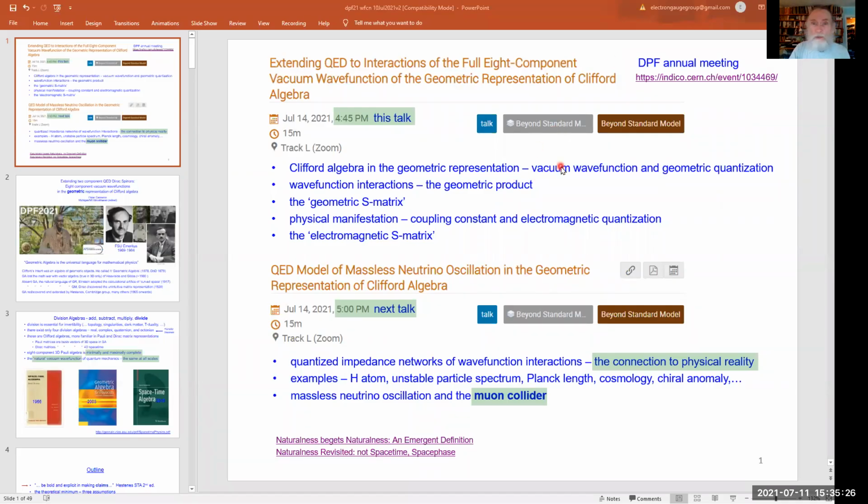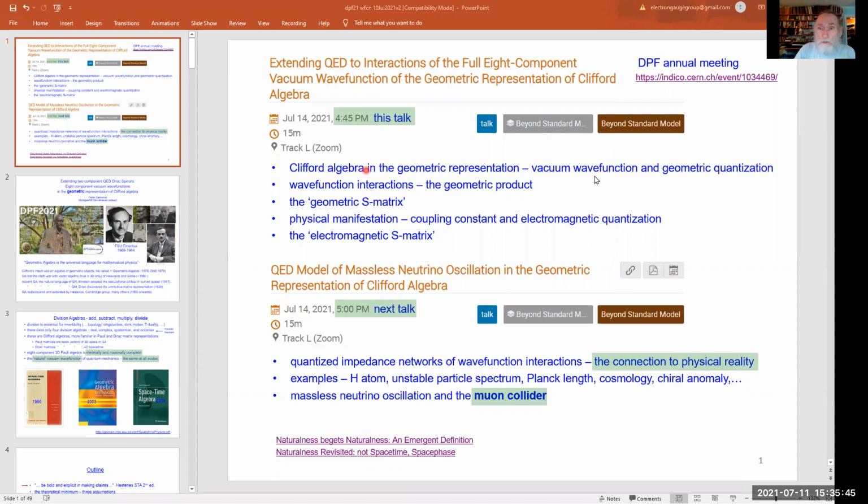This talk is practice for a presentation that will be given to the Department of Particle and Fields annual meeting on July 14th at 4:45. It's a 15-minute talk, and it'll be followed by a second talk on massless neutrino oscillation.